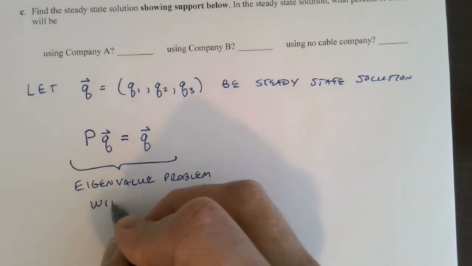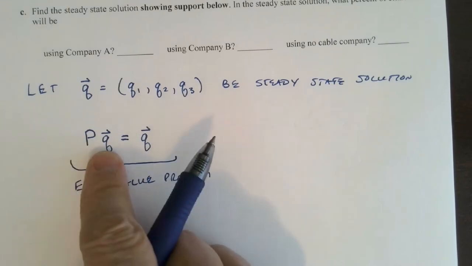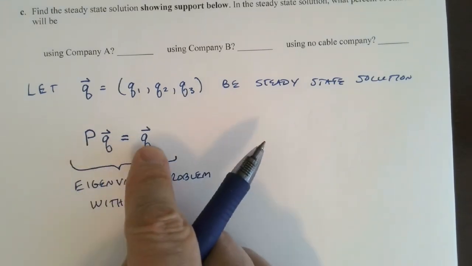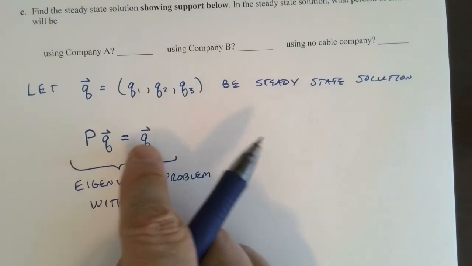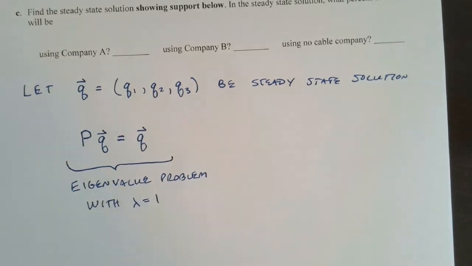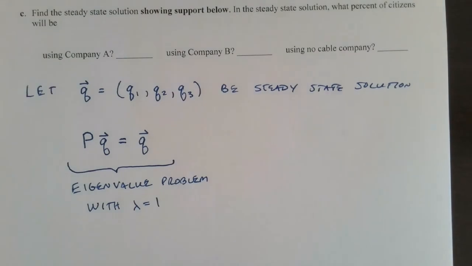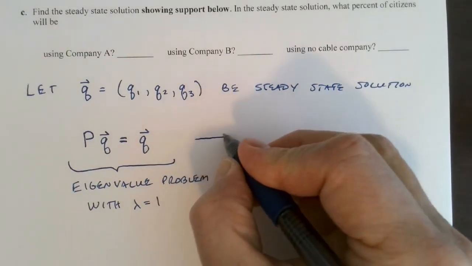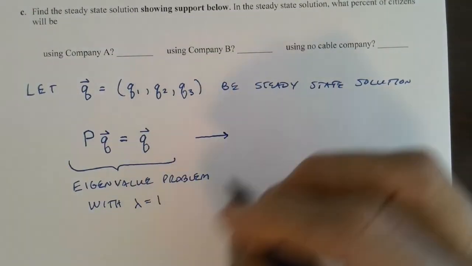This is an eigenvalue problem. I already know the eigenvalue, though, right? Remember, it's supposed to be AX equals lambda X, or PQ equals lambda Q, but what's lambda? 1. So notice that the steady state solution problem is essentially to find the eigenvectors for the eigenvalue of 1 for the matrix P. And so we're going to do that. Let me remind you how we do that.